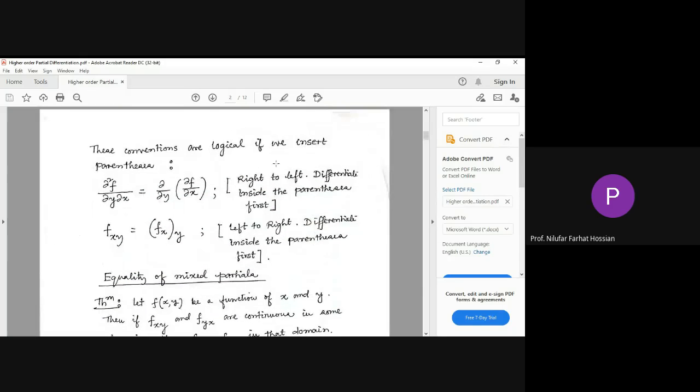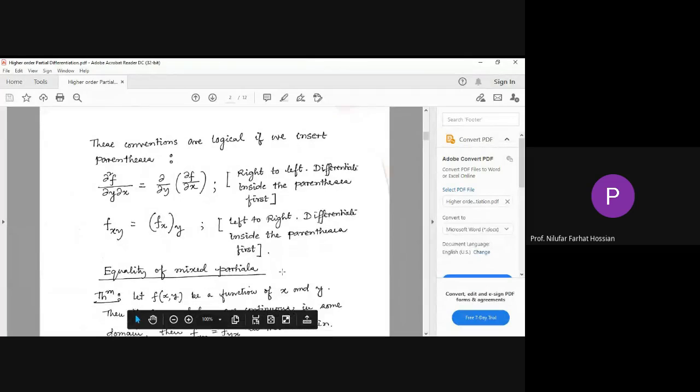These conventions are logical if you insert parentheses. Yes, parentheses. So del square f by del y del x means del y of del f by del x. And if you use this notation, it means at first you have to differentiate this fx with respect to y. So here left to the right, and here right to the left.